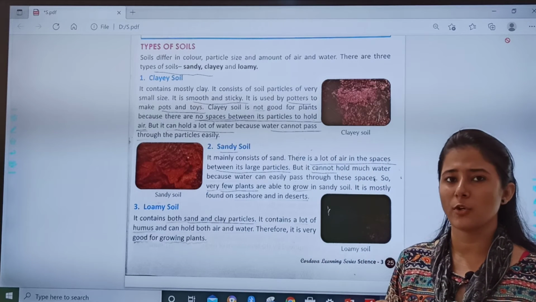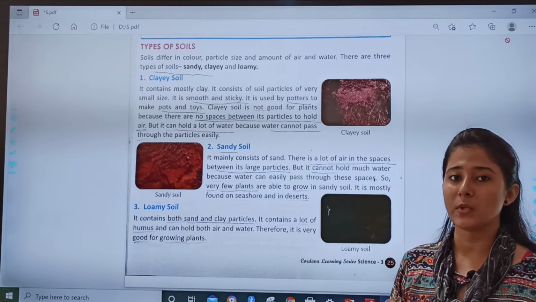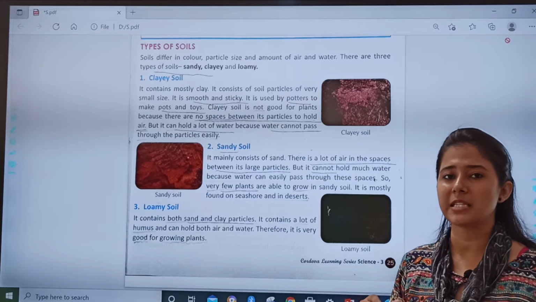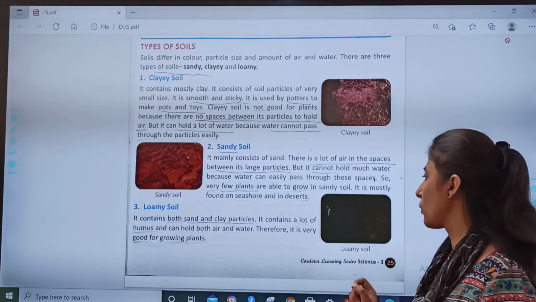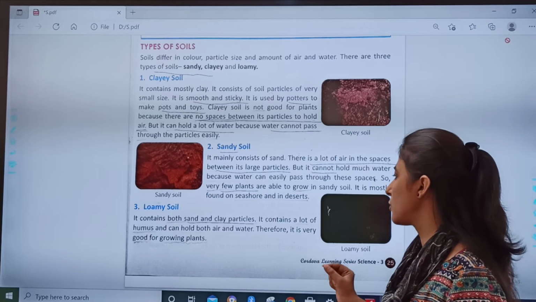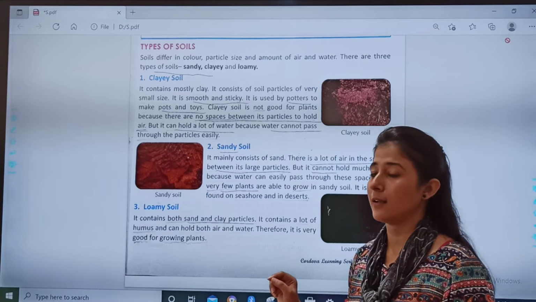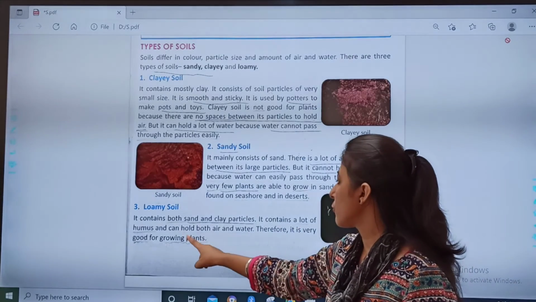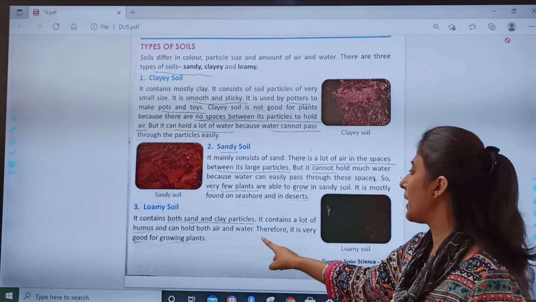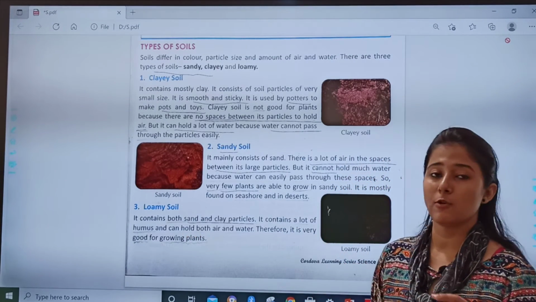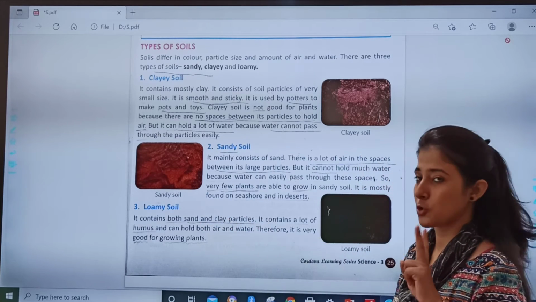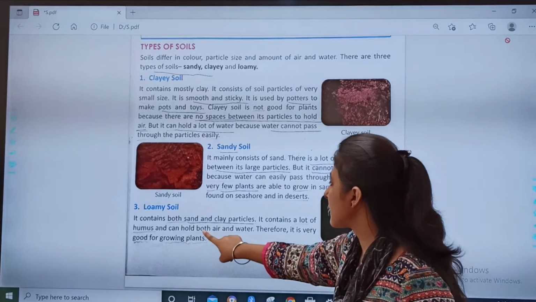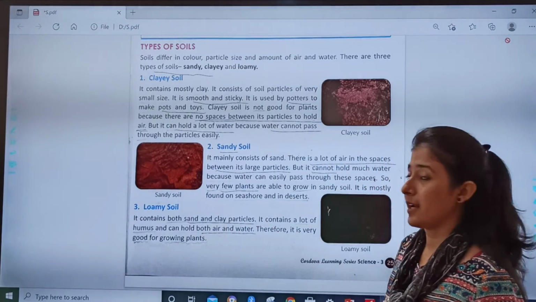You remember I told you the meaning of humus in the last lecture. Humus is some particles which make the soil fertile. Okay, it is something that makes the soil fertile. It is dark in color. It contains a lot of humus and can hold both air and water. See, इसमें you have to remember two things. First, sand and clay particles. Two things.